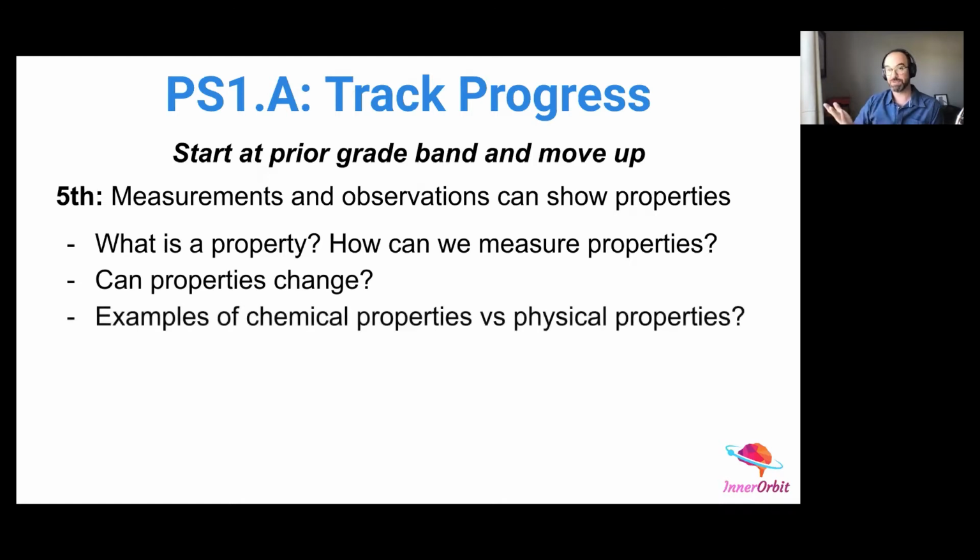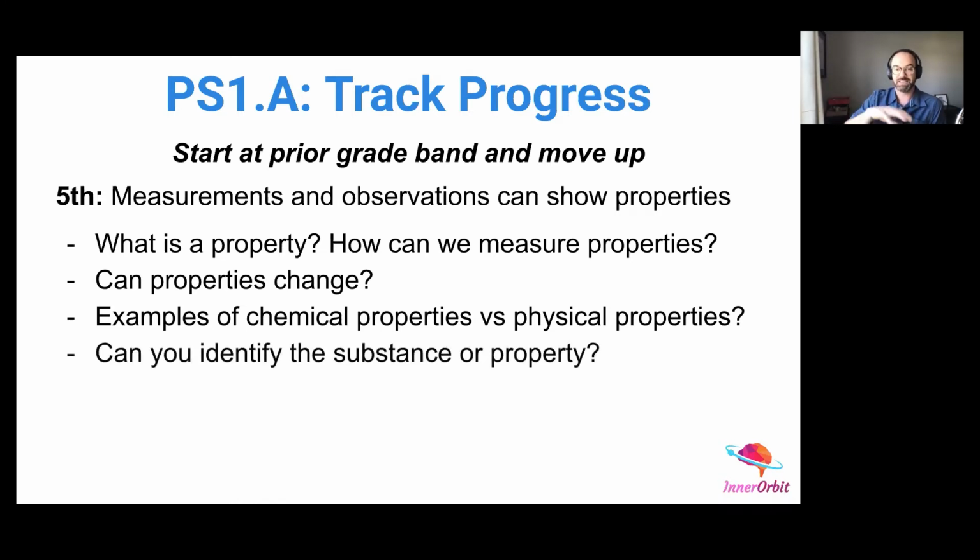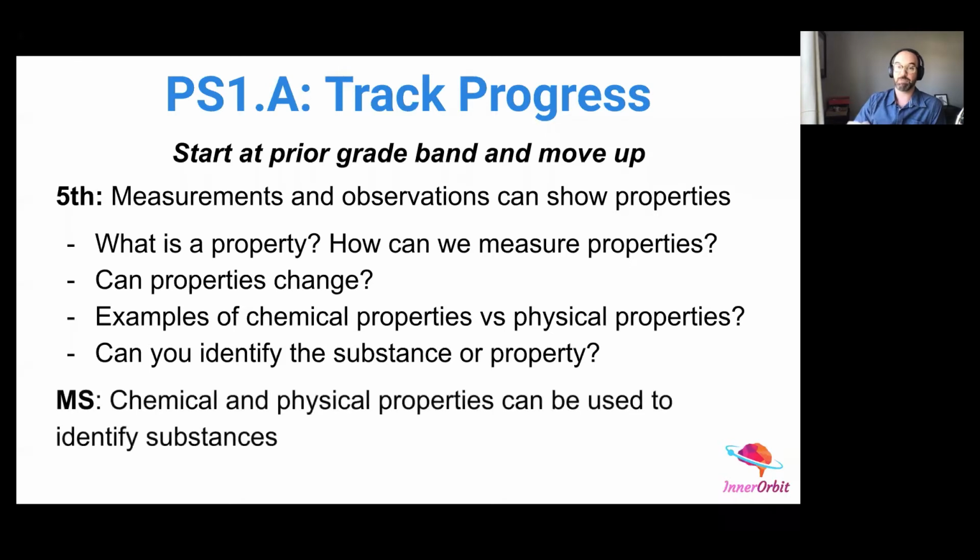And then examples of chemical versus physical properties. So we want to differentiate between those things. We want to give students examples of chemical properties, examples of physical properties, maybe have them identify those things. And now, can you identify the substance or property? So we can give them a substance, a phenomena, and have them try to identify it based on the information that we give them. And that will finally get us up to, chemical and physical properties can be used to identify substances. So each of these can be one discrete element.